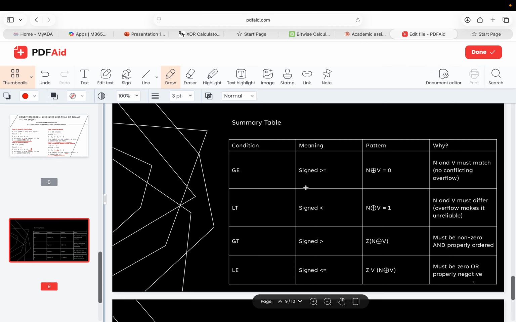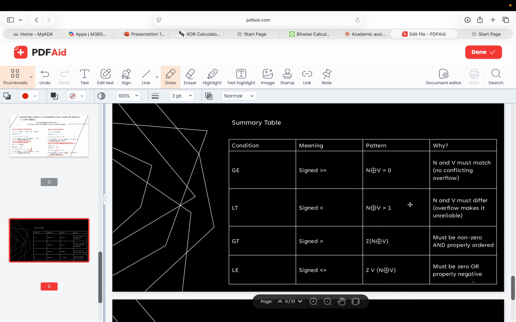So in general, let's see the summary table. Greater or equal, signed, as you see. If we do the greater or equal condition, we're checking N XOR V, and the result should be 0 if the condition is met. Otherwise, the statement is not correct. When we check the less than statement, it means that N XOR V should be equal to 1. It means that one of these flags should be 1. Either it's negative or overflow.